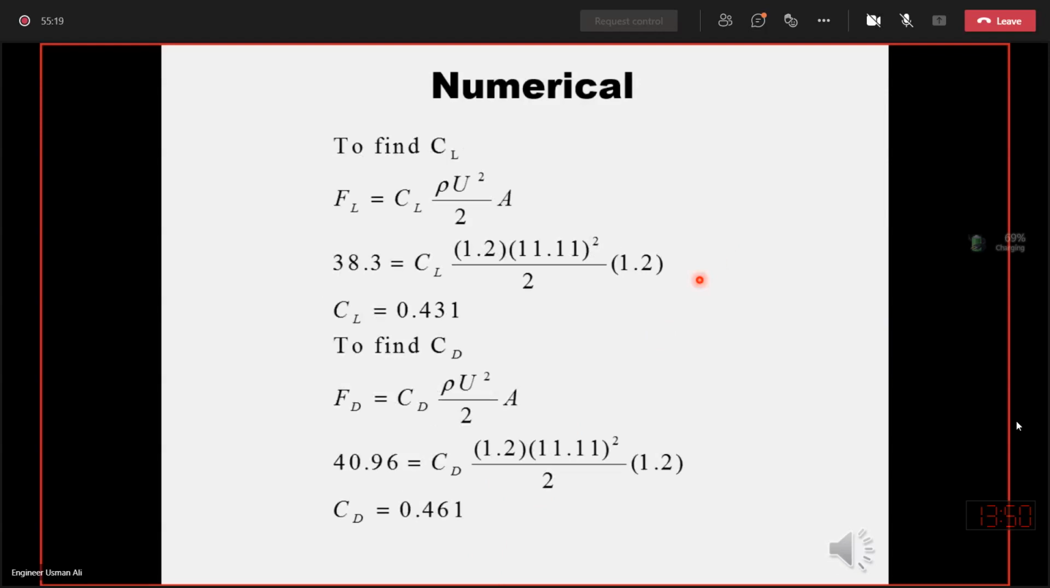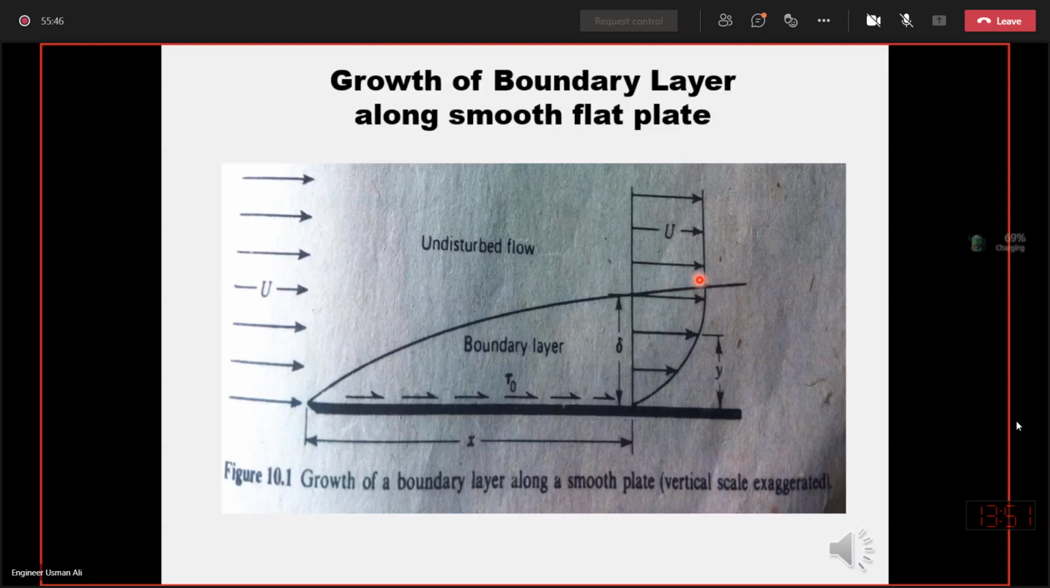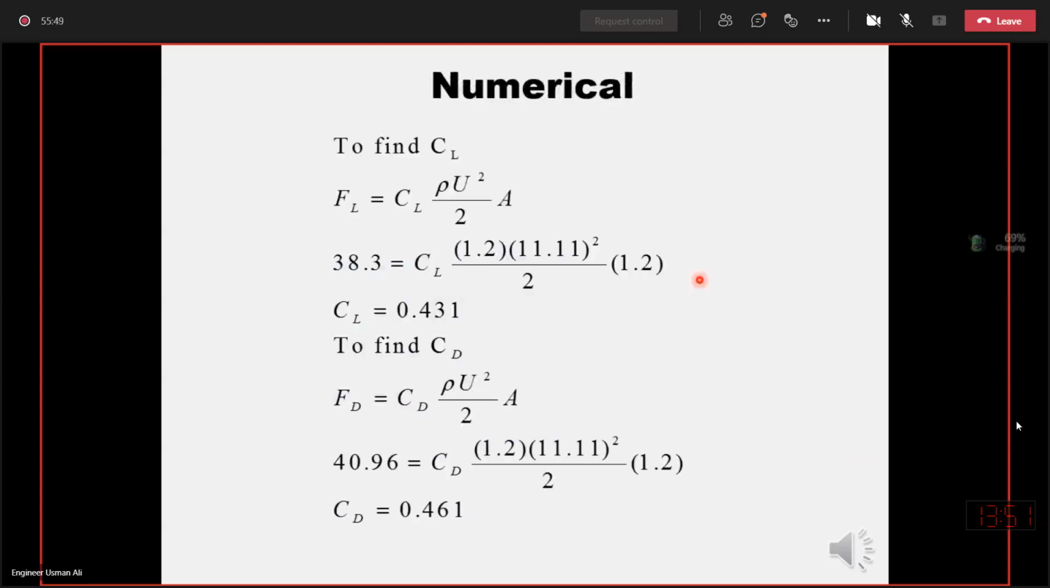So first of all, FL is CL rho u square by 2 into A. Putting the values for FL, rho is given, velocity is given, area of the kite, the plate is given. So you can find the CL, 0.431. Similarly, you can find the CD, coefficient of drag. Again, putting the values in the equation FD equals CD rho u square by 2 into A. So we have found FD in the previous step. We know we have been given rho, u and area. Putting the values, you can get the CD.